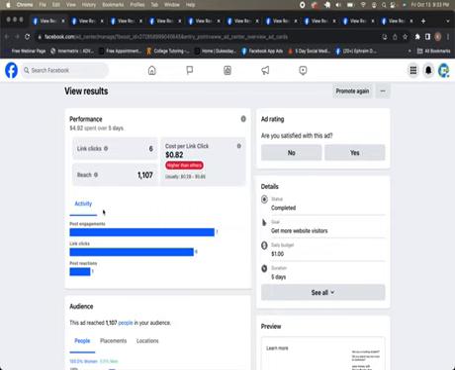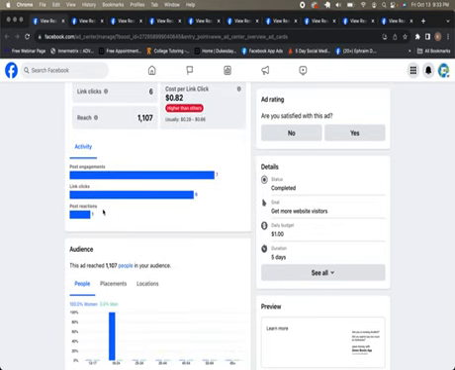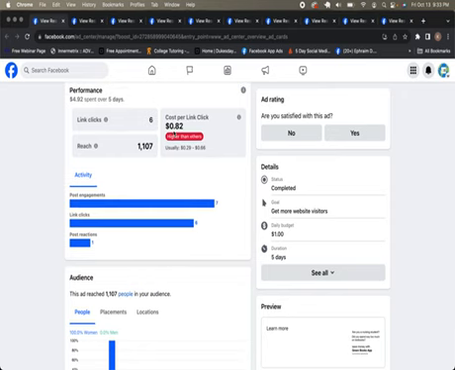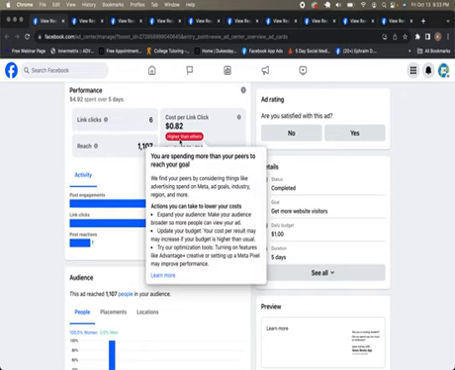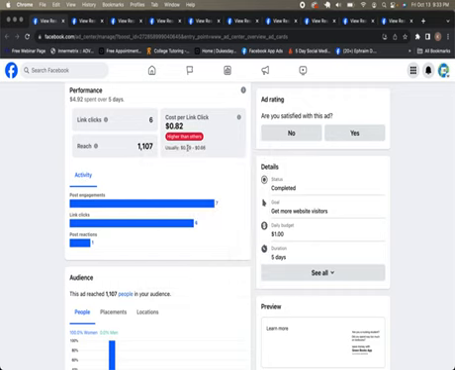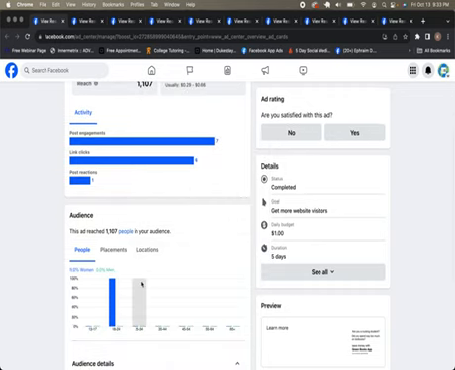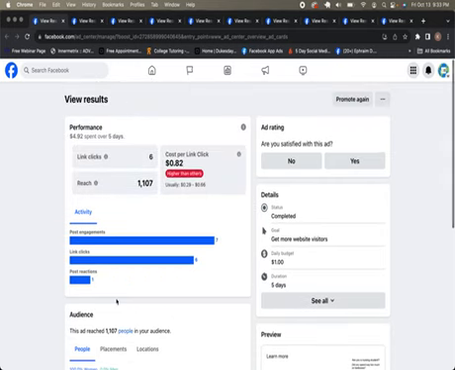Now, this one that we're going over is the Are You a Nursing Student? Again, the cost per link is 82 cents. That's lower than what we had previously, and had a similar reach. This one was all women because we sent it only to women. 6 people clicked it.